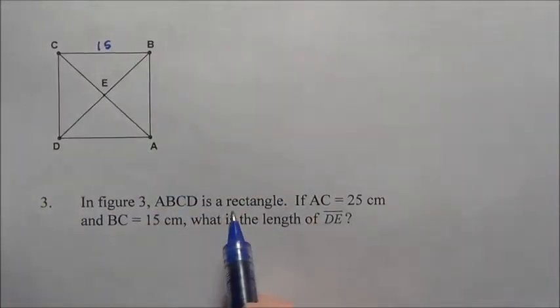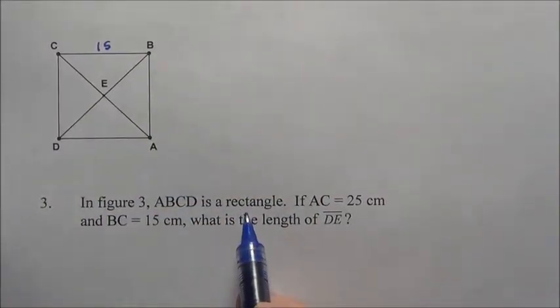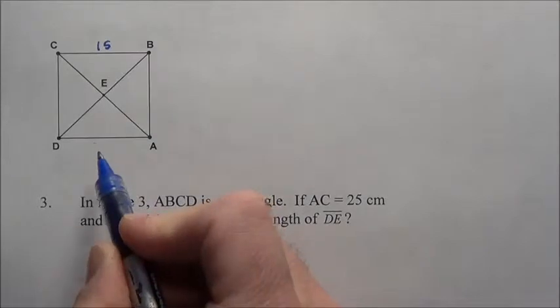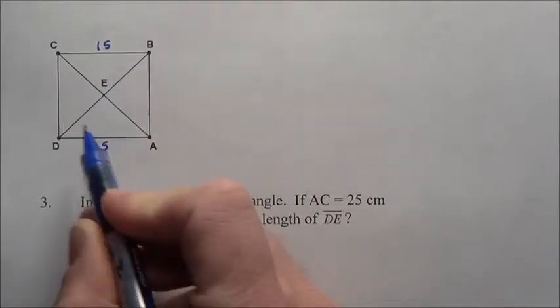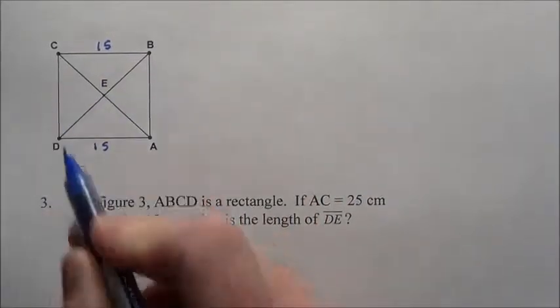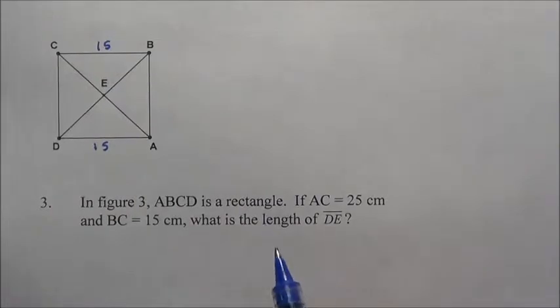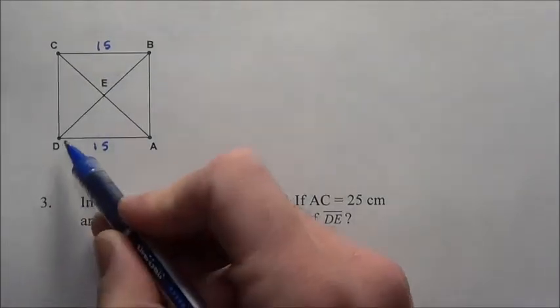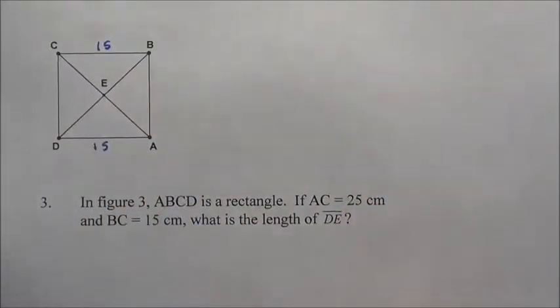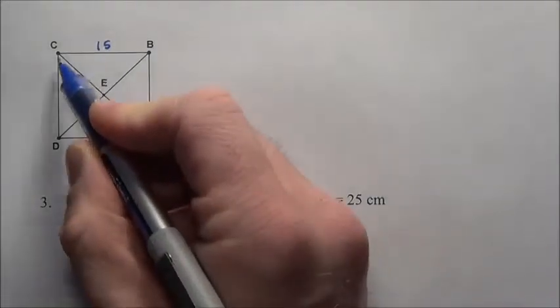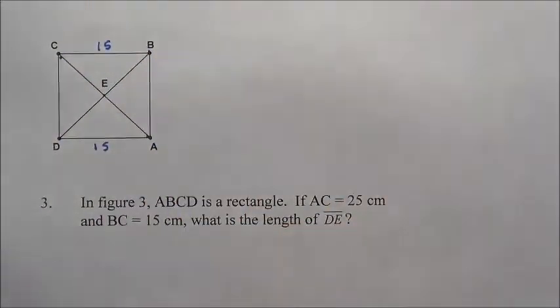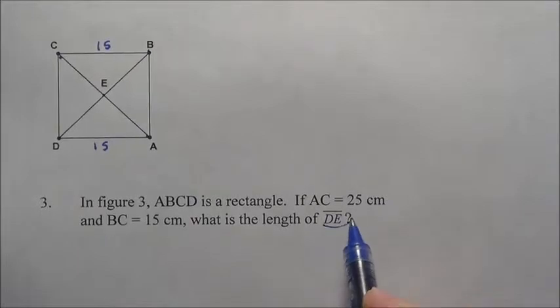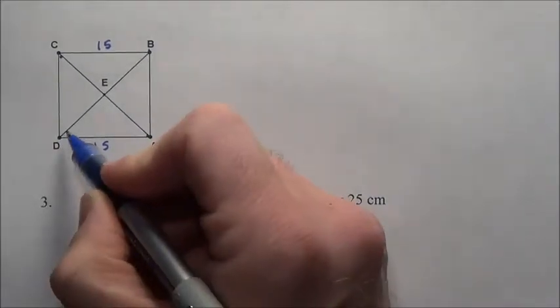Well, let's think. It's a rectangle. What do we know is true about a rectangle? In a rectangle, opposite sides are the same, so if that's 15, this is 15. Now, I don't know what those lengths are. But I also know the special thing about a rectangle is the diagonals are equal in length. So if AC, A to C is 25, that means D to B is 25. But it wants to know the length of D to E, line segment DE.